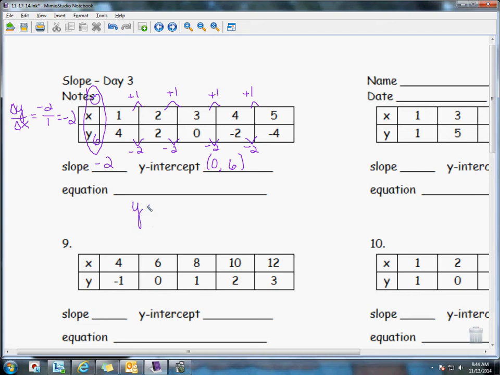Again, your equation's y equals mx plus b. Okay, so you're just plugging in the slope and you're plugging in the y-intercept, and we have both of those right here. So y equals negative 2x plus 6.